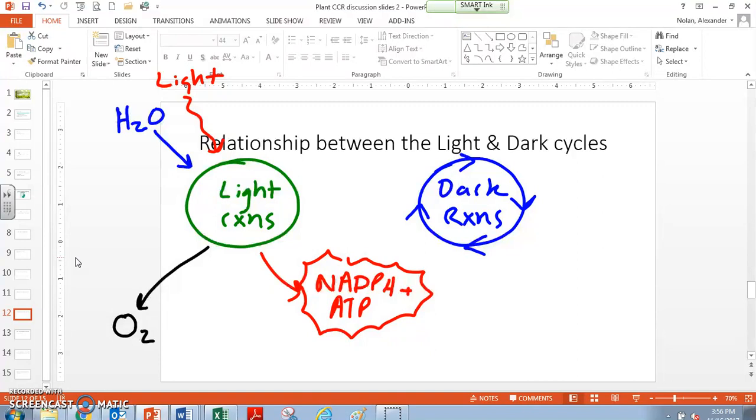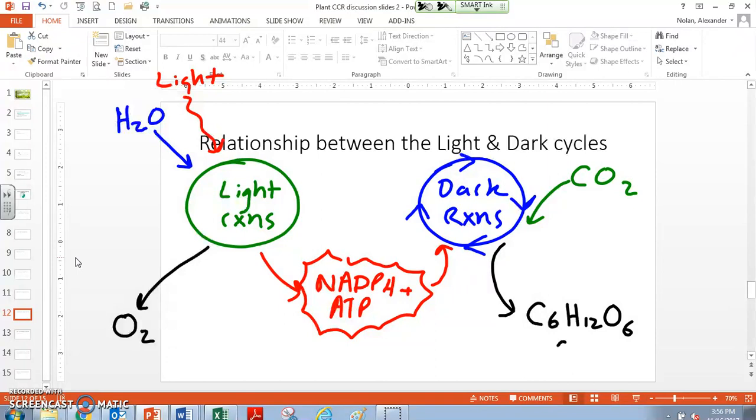And these products, the NADPH and the ATP, head up here into these dark reactions. These are going to use those sugar-like molecules. We're going to absorb CO2. And in the end, we're going to produce some sugar. Glucose.